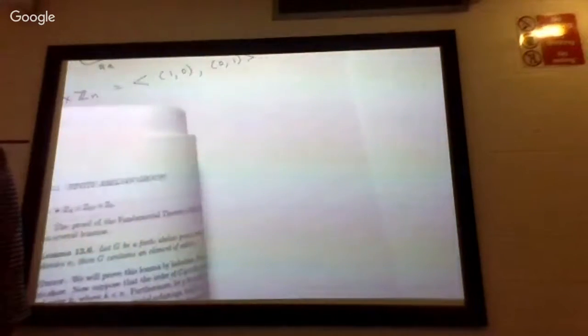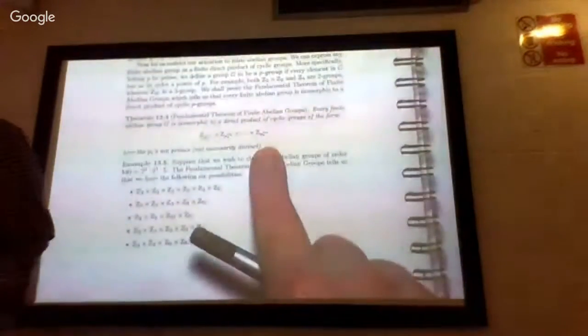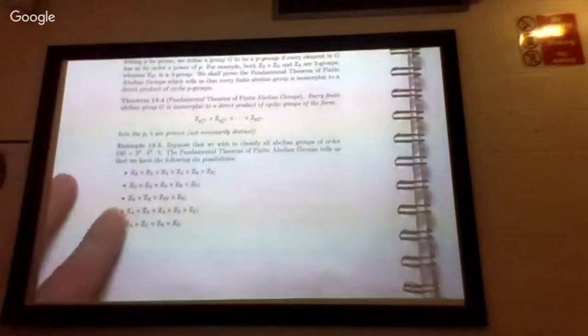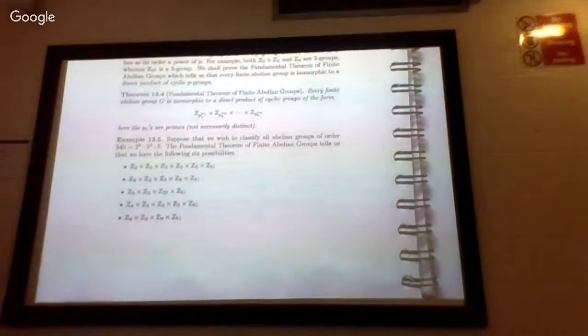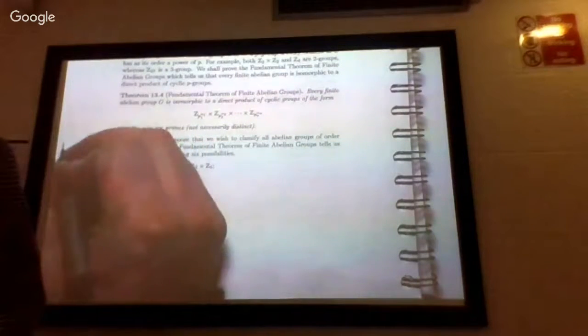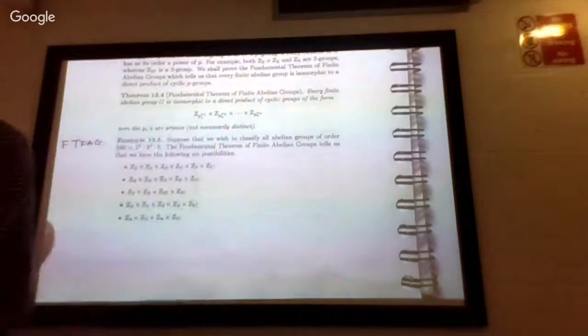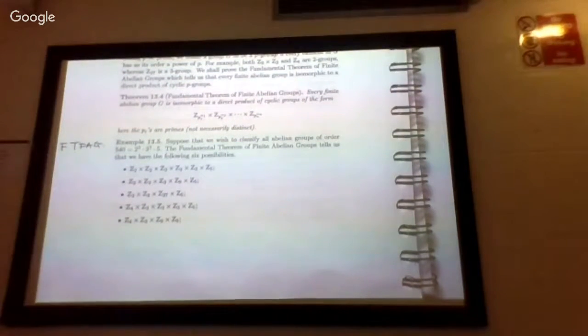Now, I'm going to skip forward. We've already introduced it, but here is where he introduces 13.4. This is called the fundamental theorem of finite abelian groups, the FTFAG. Sometimes we shorten it to that. We'll just look at an example of its application, to see the kind of thing it does.